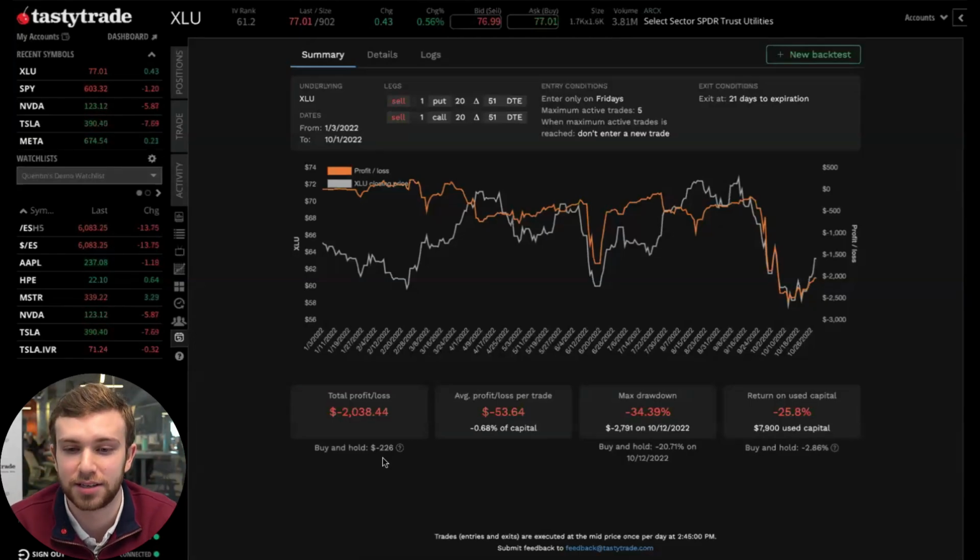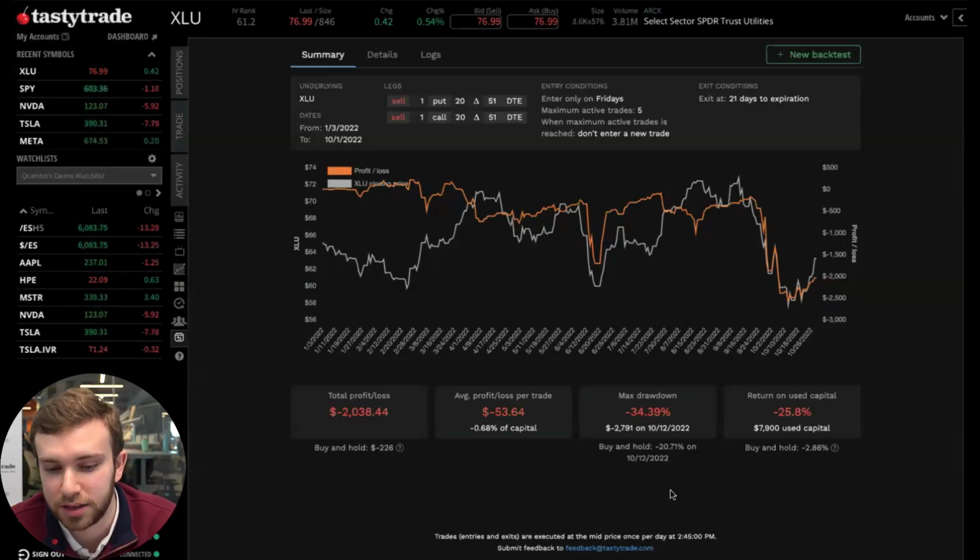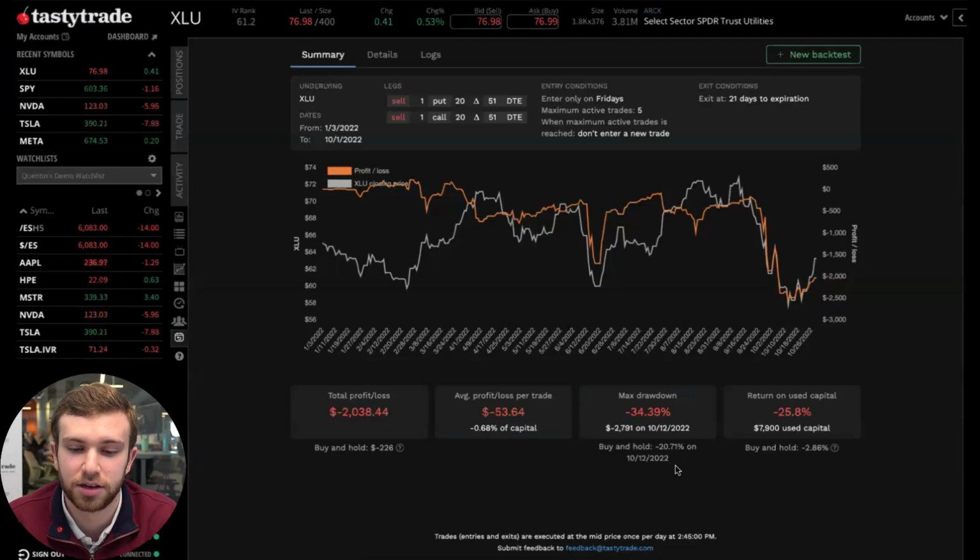And so you can backtest and see, hey, if I think this is what's going to happen in the market, I want to see how this strategy did before I actually put it on. And this gives you the ultimate confidence when being able to trade. And so here we see an average loss of $53 per trade, a max drawdown of 34.39%. Whereas the buy and hold still had, for buy and hold, a pretty big drawdown of 20% as well. And then the amount of used capital.